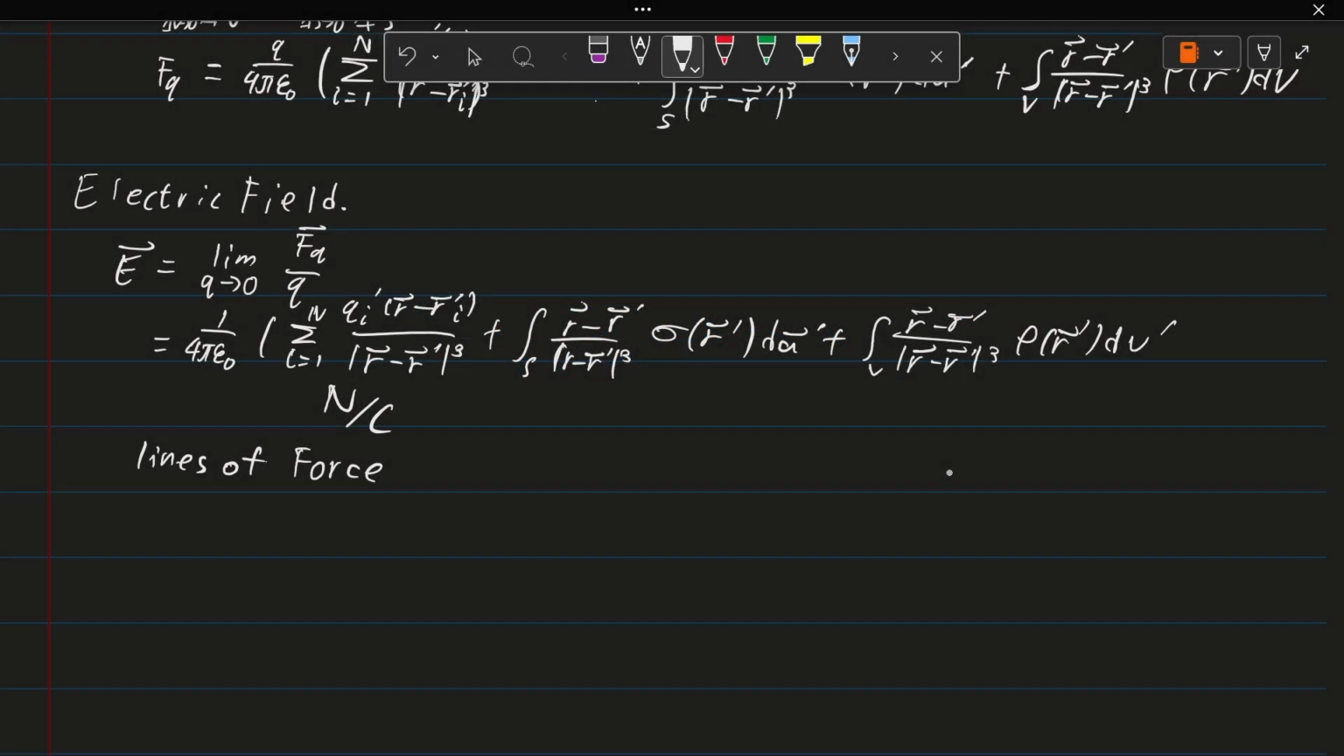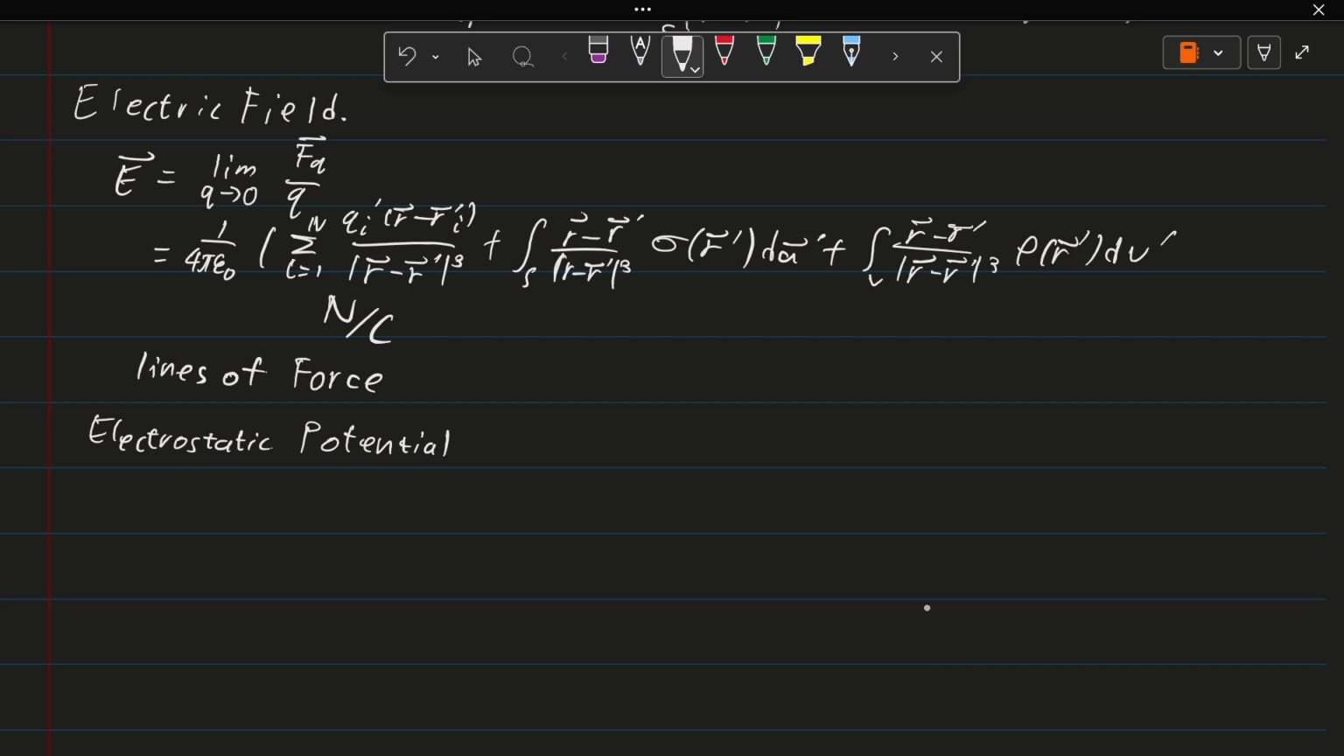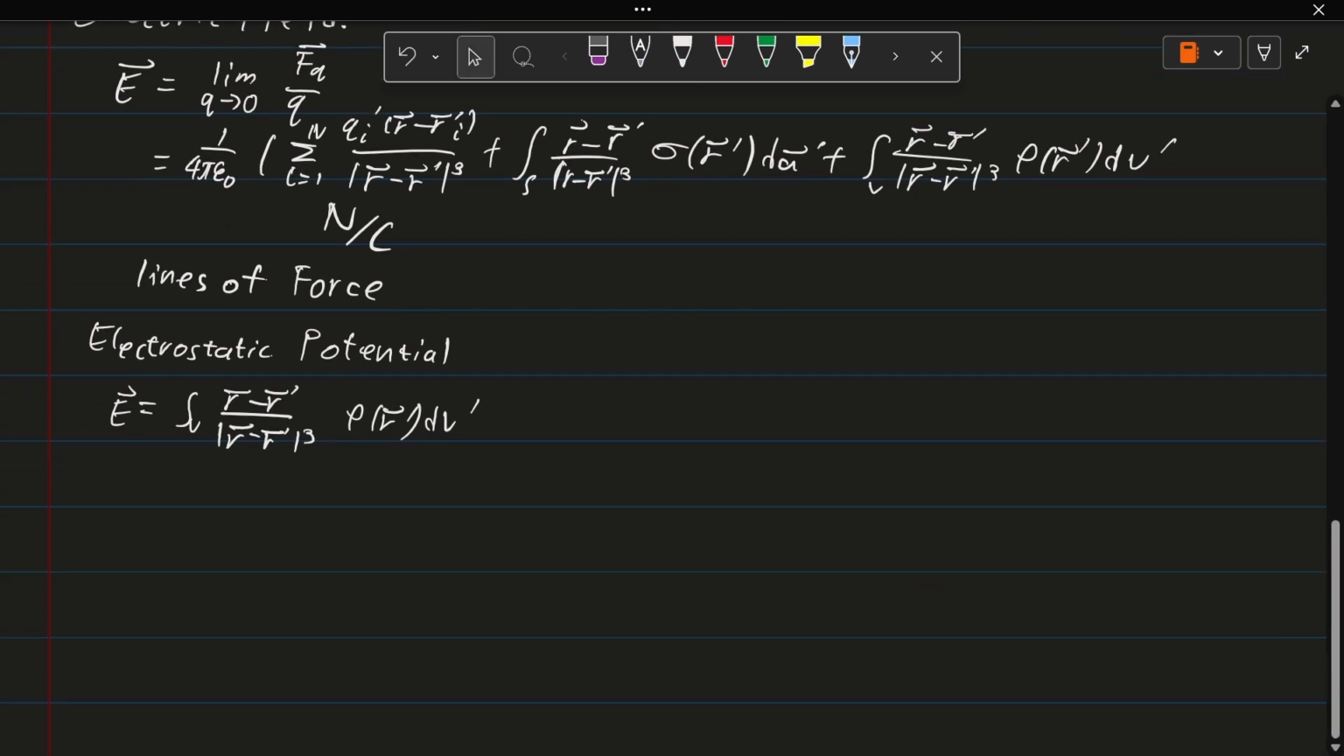So let's jump to the idea of the electrostatic potential. Let's just take the component from the volume charge for the electric field. So it will be just this component with the volume charge density, (r vector minus r vector prime) over the cubed magnitude, rho of r prime dv prime. Okay. You could do the same thing for the other components, but here I'll only focus on this particular integral.